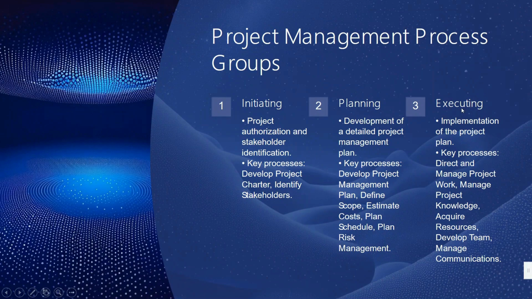After that, we have the third phase, project execution, or project executing. The project plan is put into action. Teams are coordinated, tasks are performed, and resources are allocated as per the project plan. When we talk about the key processes in project execution, we will direct and manage project work, manage project knowledge, acquire the resources, develop the team, and manage communication.